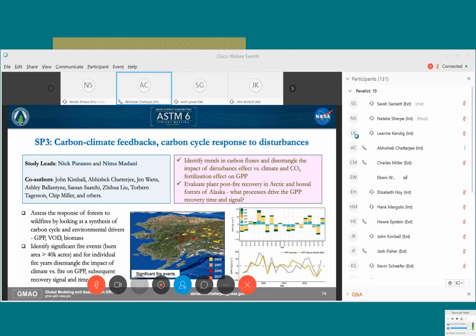So Nima has done this really nice analysis of significant fire events, which is shown in the left-hand side plot here, and then for each of them looks at the GPP. This is from one of the versions of the SMAP Level 4 carbon product. Again, you should check in with Nima or John about the exact details of that product.